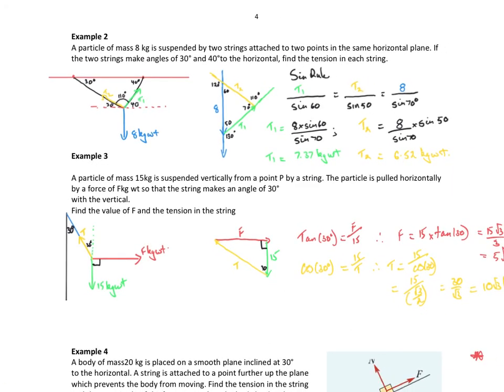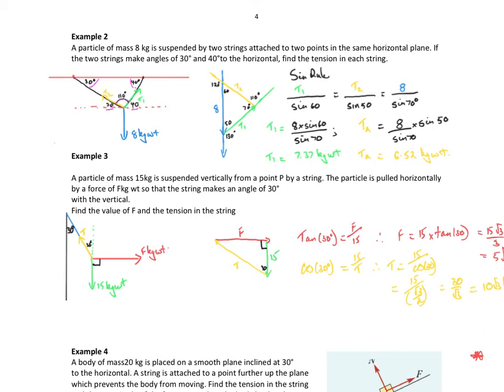A particle of mass 8 kilograms is suspended by two strings attached to 2 points in the same horizontal plane. If the two strings make angles of 30 and 40 degrees to the horizontal. So there's my 30-degree angle, there's my 40-degree angle, slightly bigger, which obviously from our knowledge of triangles, that's a 110-degree angle inside. So from outside the triangle, they're alternate angles. So that angle there must be 30, this angle here must be 40.